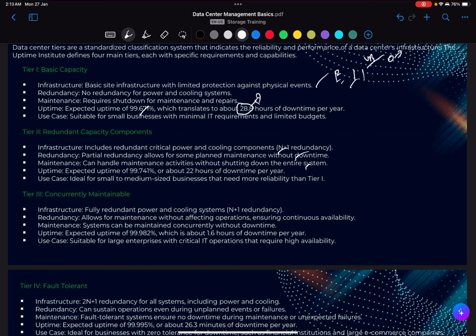And expected uptime is 99.74%. So still you will have about 22 hours of downtime per year. It is ideal for a small to medium sized business that needs more reliability than Tier 1. So it needs more reliability, but doesn't want to spend that much money, because redundancy will be too much cost. Suppose you have one plus one redundancy. What will happen is, for every component you have two components, and it will just double the cost for everything.